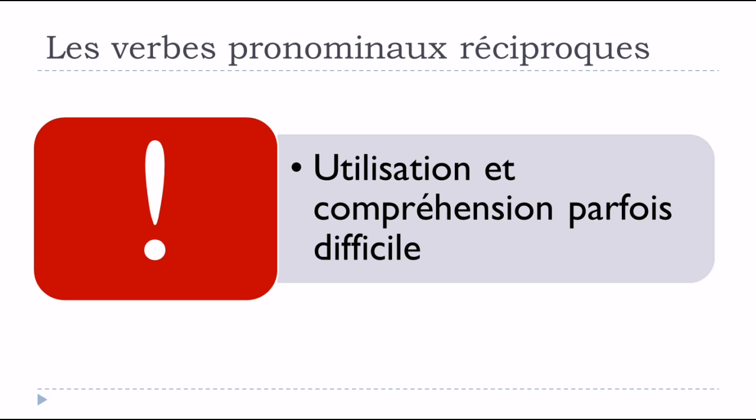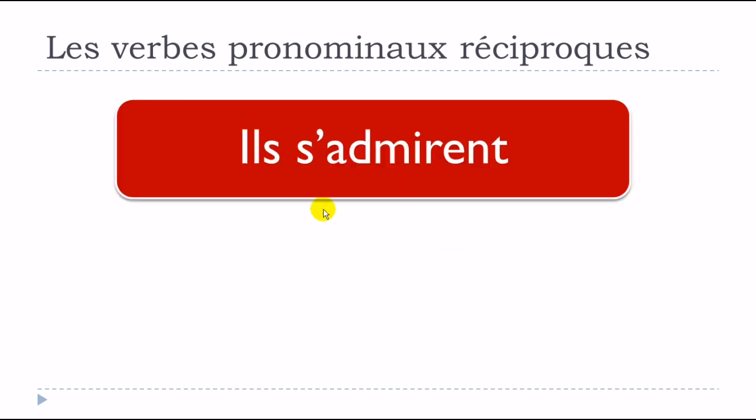Be careful because in some cases, let's say that it will be difficult to really understand. So, utilisation et compréhension parfois difficile. So, I will give you a good example here. You've got this thing, ils s'admirent, okay? S'admirer, it's to admire. So, ils s'admirent. So, of course, you get the plural form and then it's verbe pronominal. So, probably you could think that it's a verbe pronominal réciproque in this example.